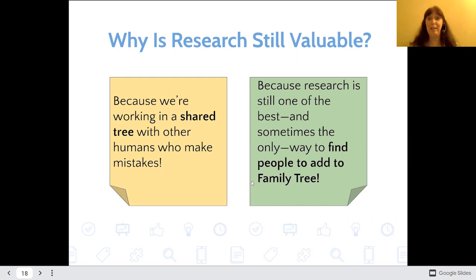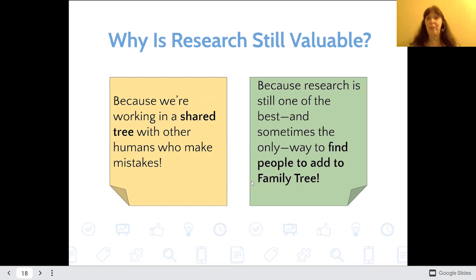And so if we look in Family Tree for those people, they aren't there. So we can't find them in Family Tree. We can find a lot of stuff in Family Tree, but not all those missing people. The only way to find them is by doing research.